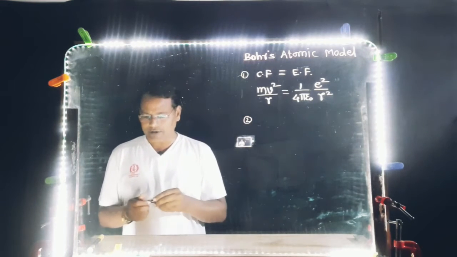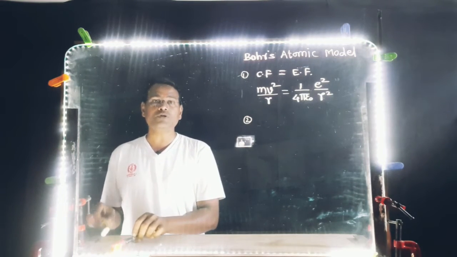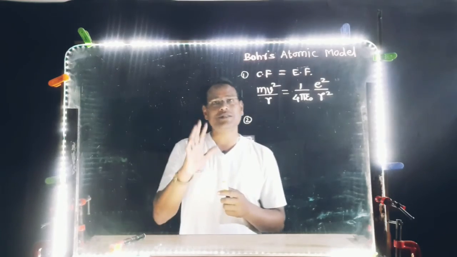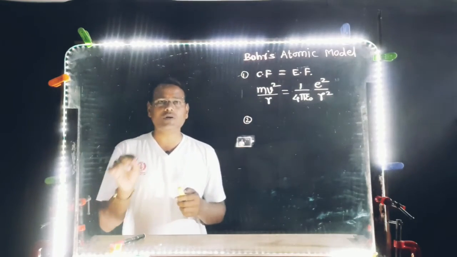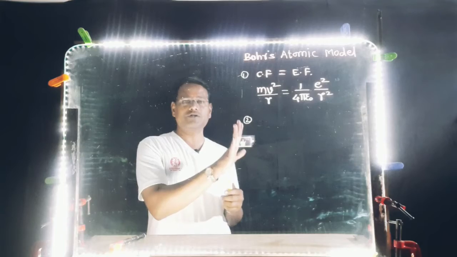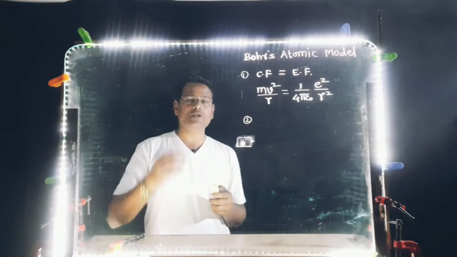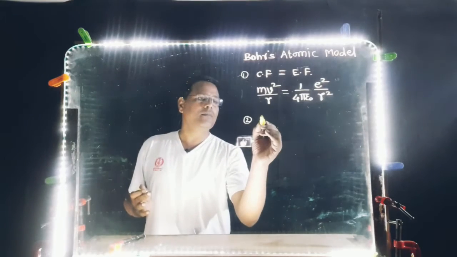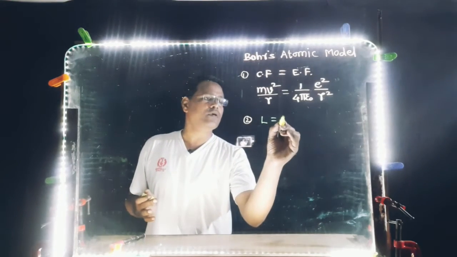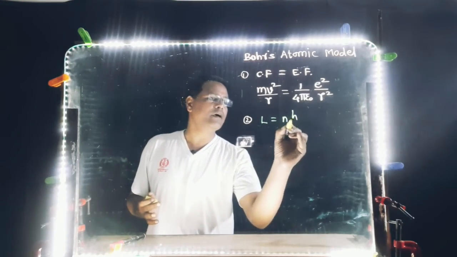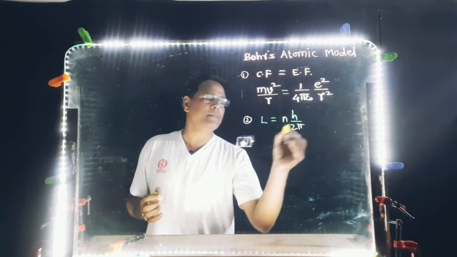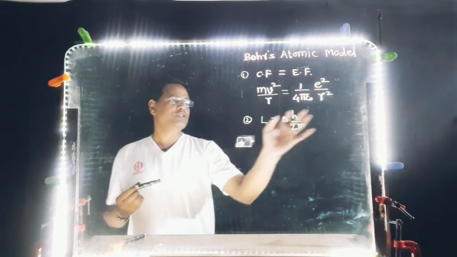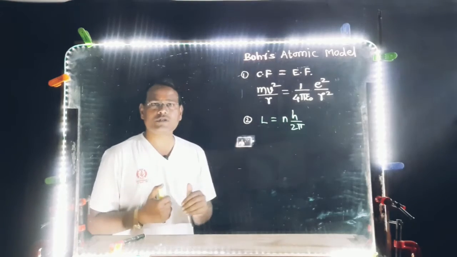Bohr suggests in his second postulate, which is the conditional part, that the electron can revolve without radiating energy only in those permissible orbits for which its angular momentum is equal to an integer multiple of h by 2 pi. So this is the mathematical part of Bohr's second postulate.